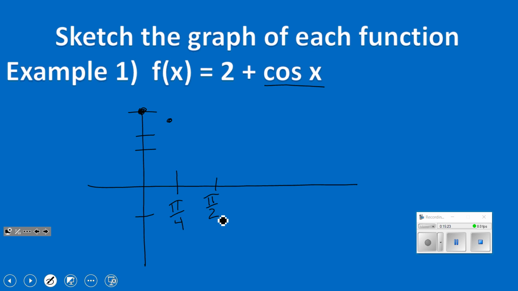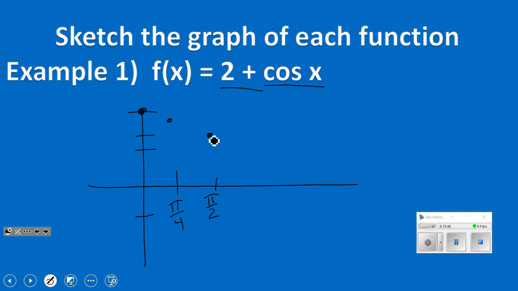Let's go to pi over 2. Okay, what's the cosine at pi over 2? 0. So if I add 2 to it, what's it going to do? It's going to be at 2.